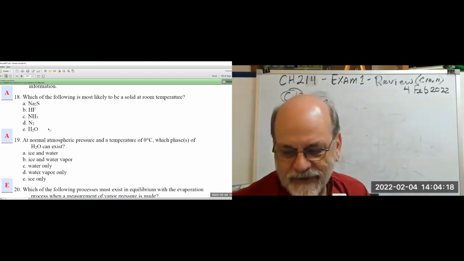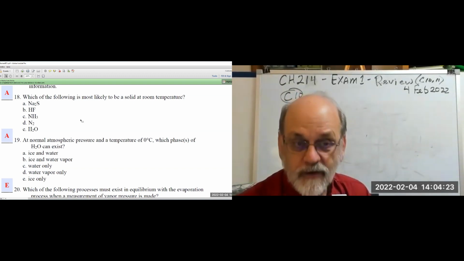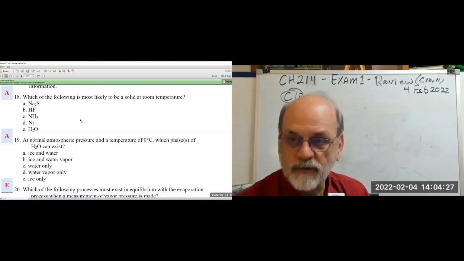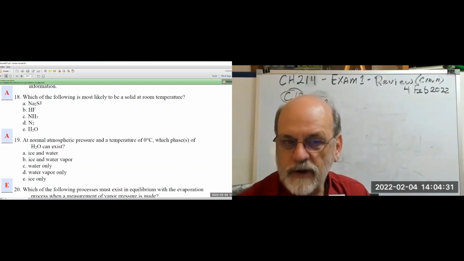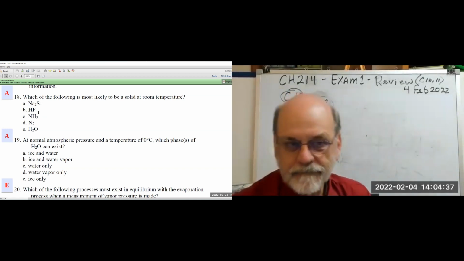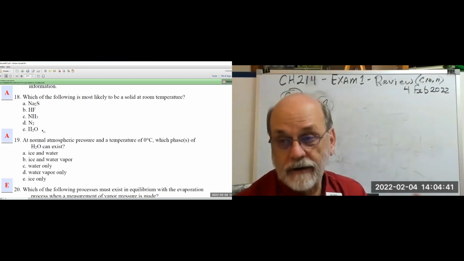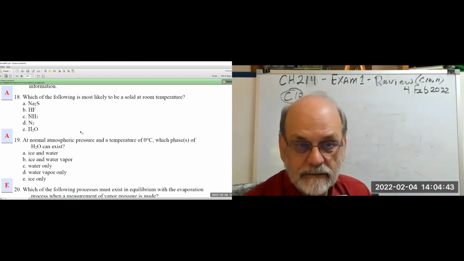And the easiest approach to this one is look for any ionic solids. If you've got an ionic solid here, then you got a solid at room temperature. No doubt about it. Sodium sulfide is an ionic solid. It's going to be solid at room temperature. HF, no. Ammonia, no. Nitrogen, no. Water, no. So that's really a no-brainer.